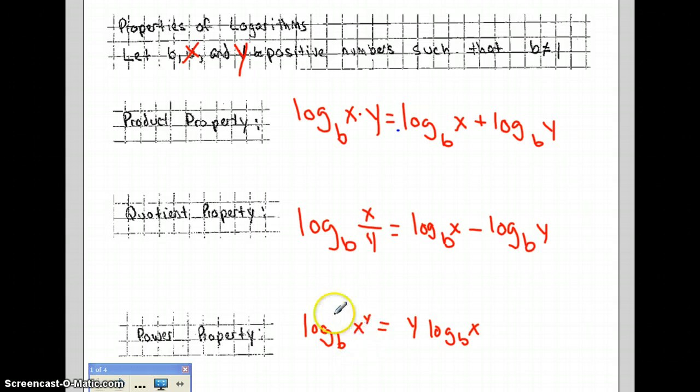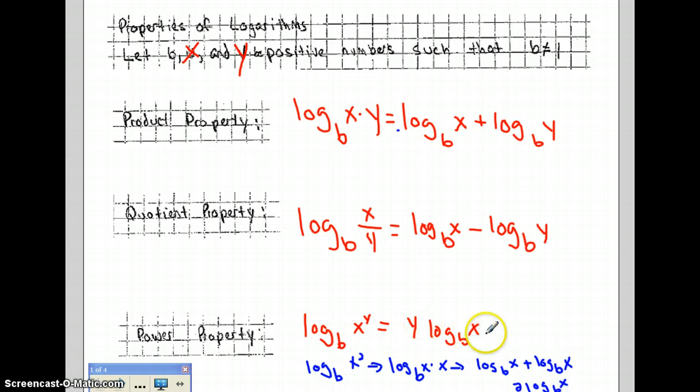Okay? And then the power property, it kind of is built off this idea of the product property. So just assume that I had the log base b of x squared. Well, I know that's the same thing as log base b of x times x. And using the product property, I can rewrite that as the log base b of x plus log base b of x. Well, that gets me 2 log base b of x. So what's happening is that power is going in front of the log.